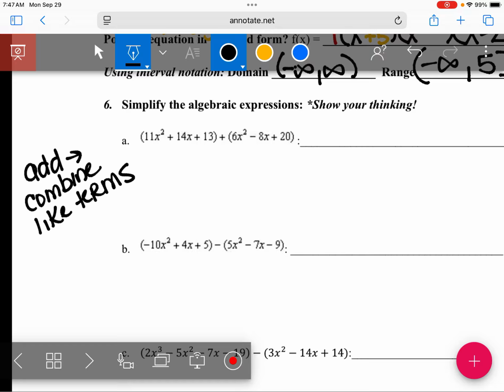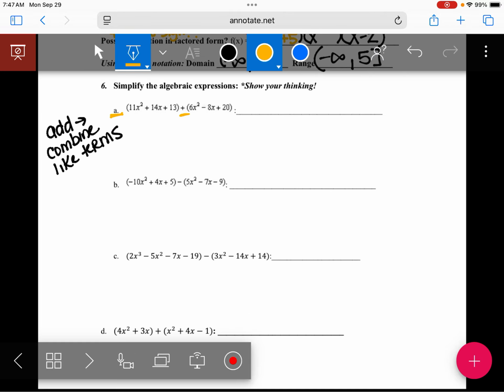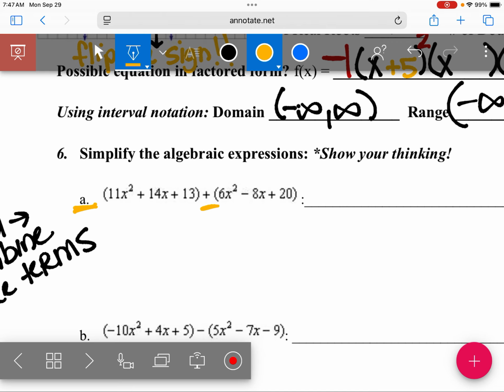So A is adding, and D is adding. Okay, so let's go ahead and add. If it's addition, all we're going to do is combine my like terms. So we have 11x squared and 6x squared. What do you get when you add 11 plus 6? 17. Notice you don't change the exponent. So you don't make that x to the 4th.